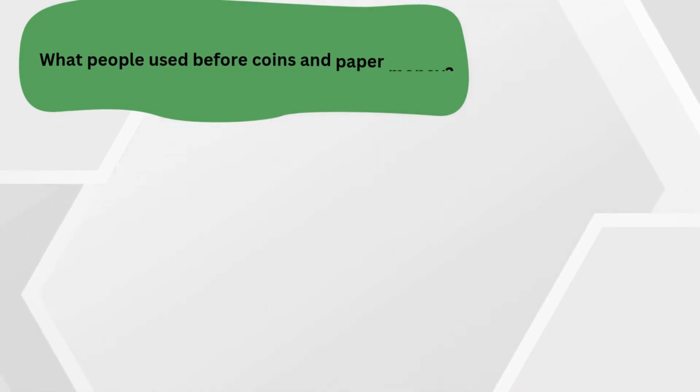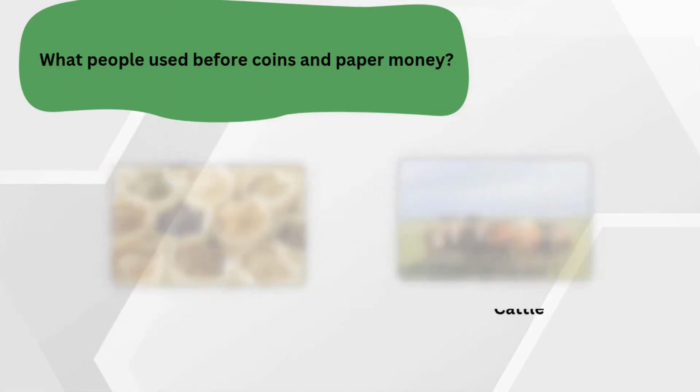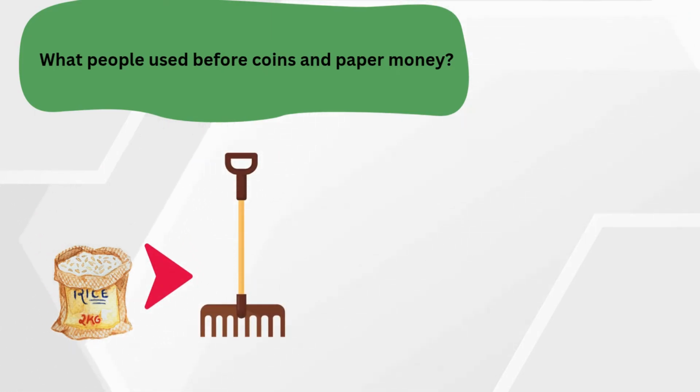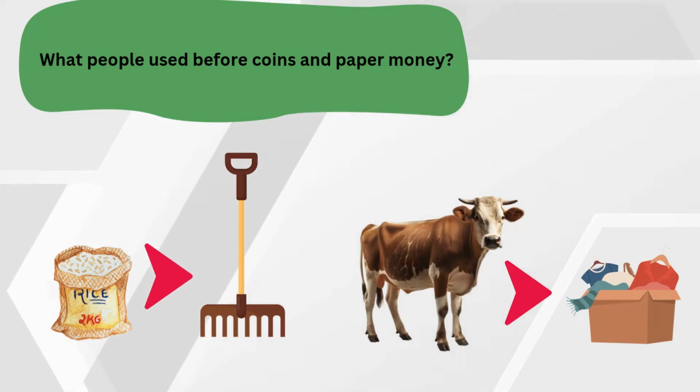But have you ever wondered what people used before coins and paper money? Let's find out. Long ago, people used things like grains and cattle as money. So you could give a bag of rice to buy a tool or exchange a cow for clothes. These items had real use in everyday life. You could eat the grain or use the cow for milk.